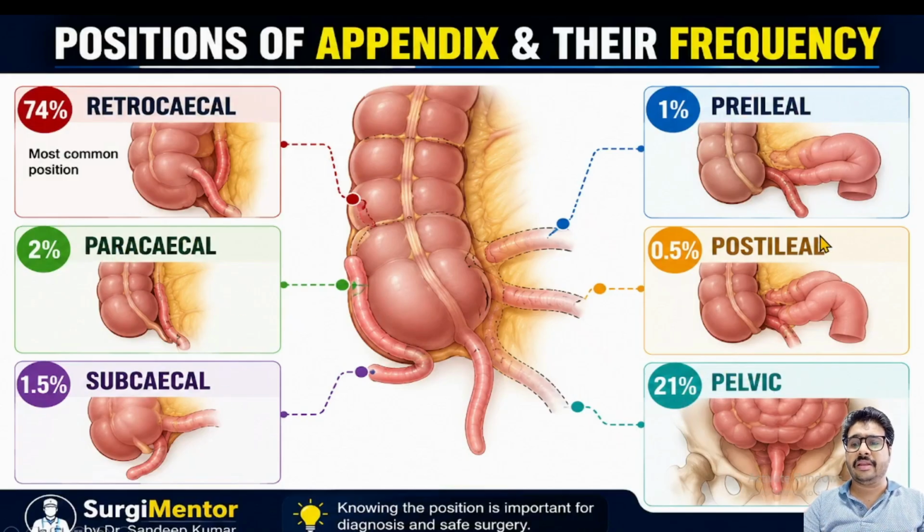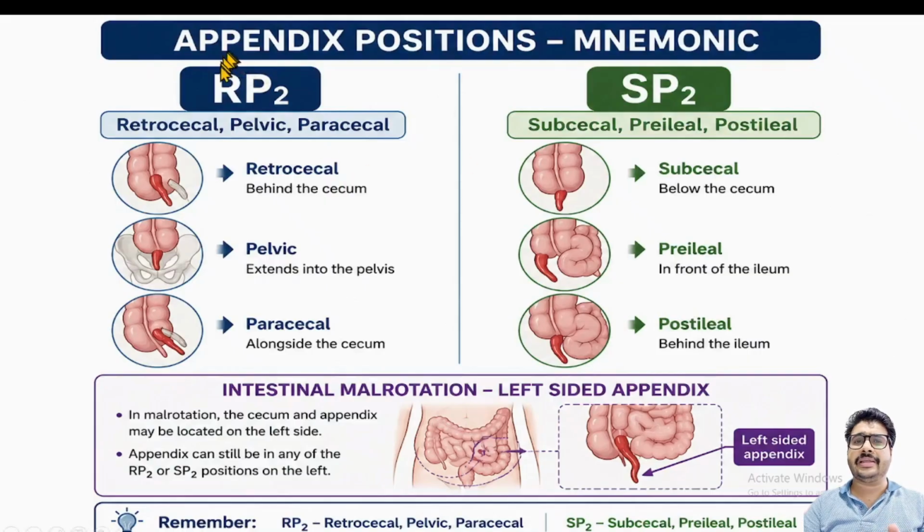Okay, so there is a mnemonic for that. I'll tell you. First of all, you know there is R, after R comes S, you add P2 to everything. So it is RP2, SP2. That is according to the prevalence of the position of the appendix. So the first is R. R is retrocecal appendix. That is the most common. After that is pelvic. That is the second most common. After that is paracecal. That is third most common. Now we come to SP2. That is subcecal. Subcecal is next in commonness. Then is pre-ileal. Then post-ileal.